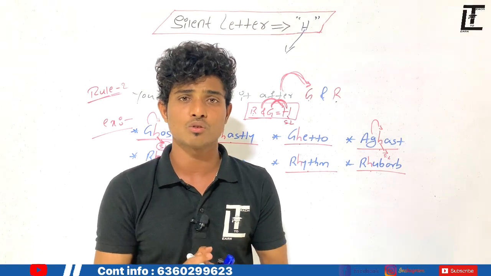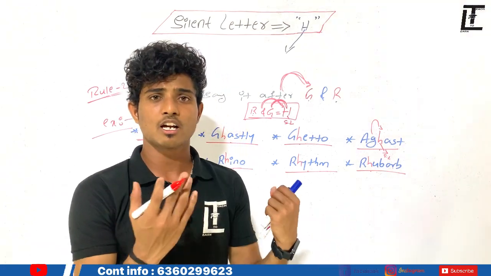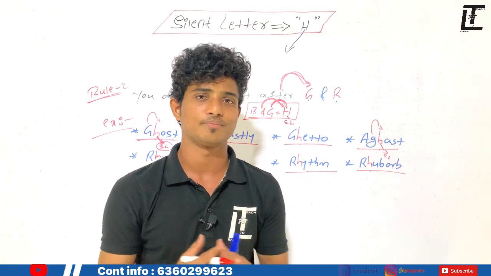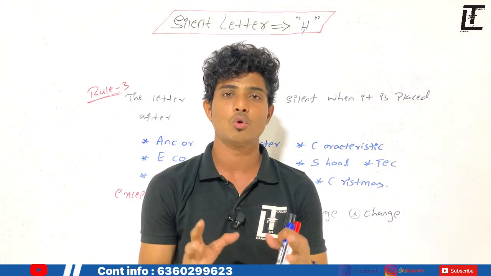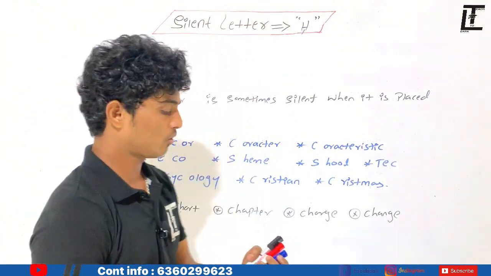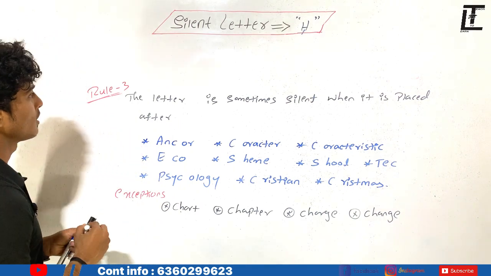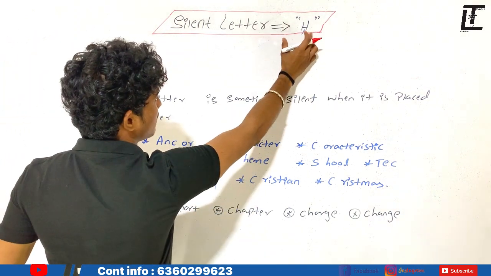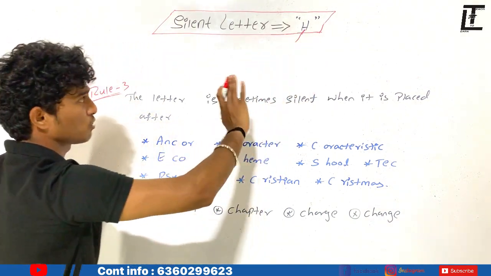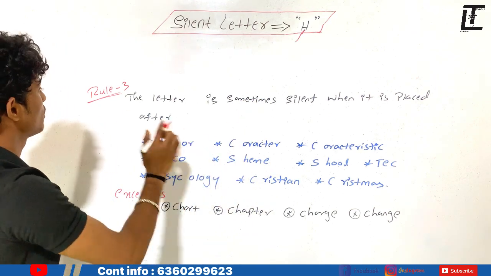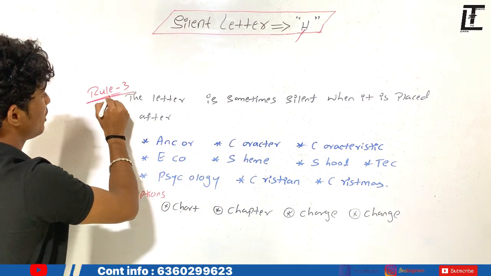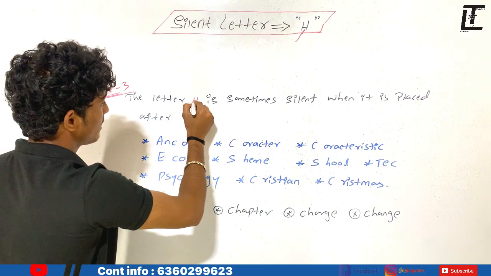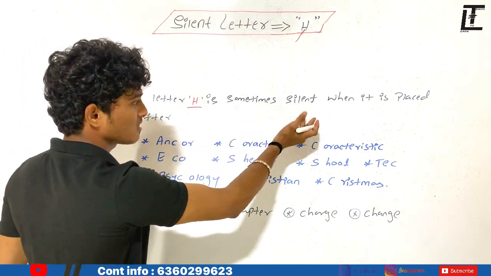I hope you understood. Please make notes. I'll come up with rule number 3. We discussed rule number 2 and now we have rule number 3. In rule number 3, we are discussing the silent letter H, where it is written but there should not be any sound of the letter H. Fine. So rule number 3 says that the letter H is sometimes silent.